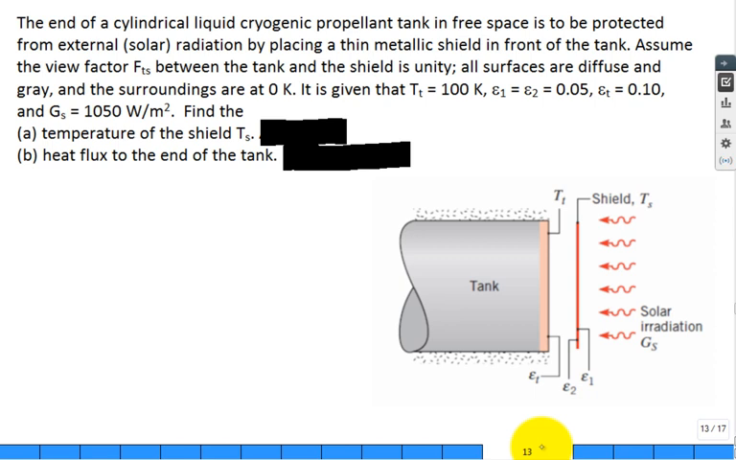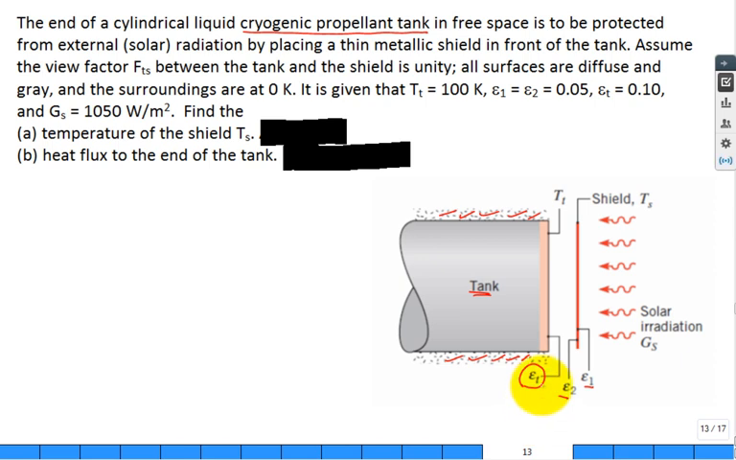Solve this problem. The end of a cylindrical liquid cryogenic propellant tank. So here's my tank. Looks like it's insulated. Looks like this end is at T1, or T of tank. That's not T1, that's temperature subscript T for tank. It looks like it has an emissivity of the tank at that surface. Has a radiant shield, and that shield has some temperature Ts for the shield.